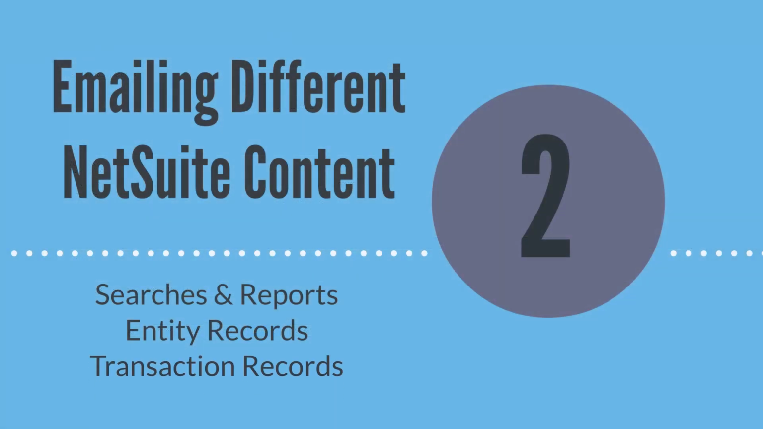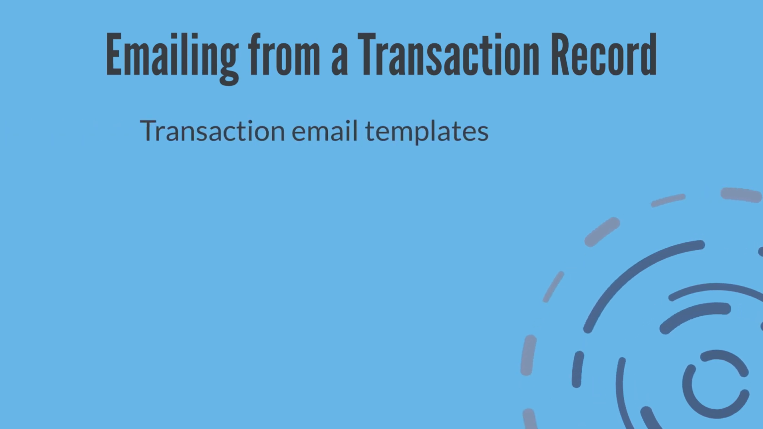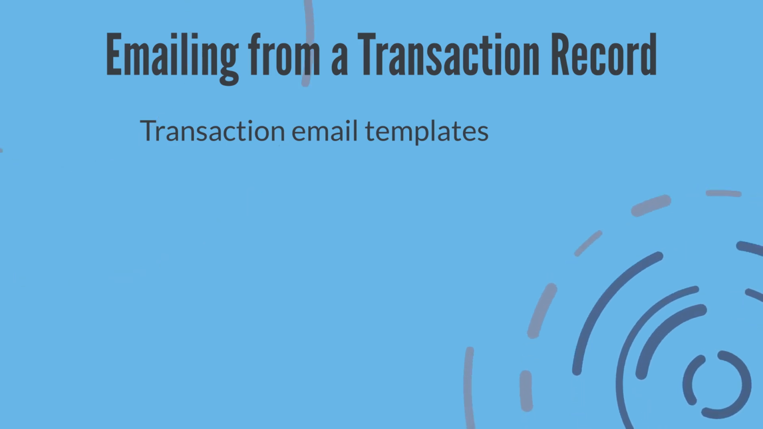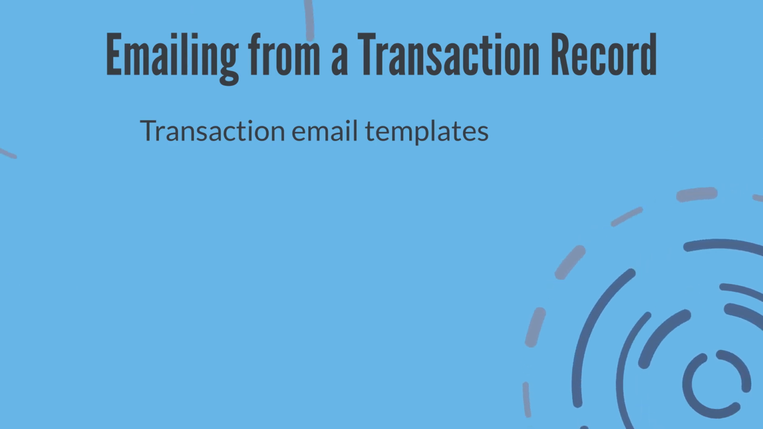And third, you may find that you need to send an email directly from a specific transaction record. Sending an email from a transaction record is comparable to sending an email from an entity record, but there are a few differences. For example, you can create transaction email templates that are unique to different types of transactions. As a result, when you email a transaction to your customer, you can select the transaction template type you need, simplifying the entire process of composing the email.